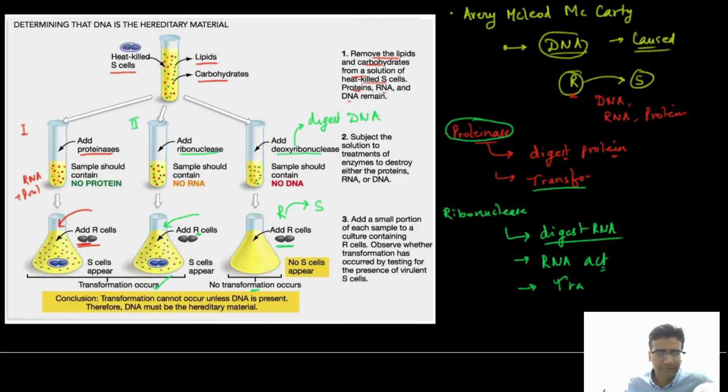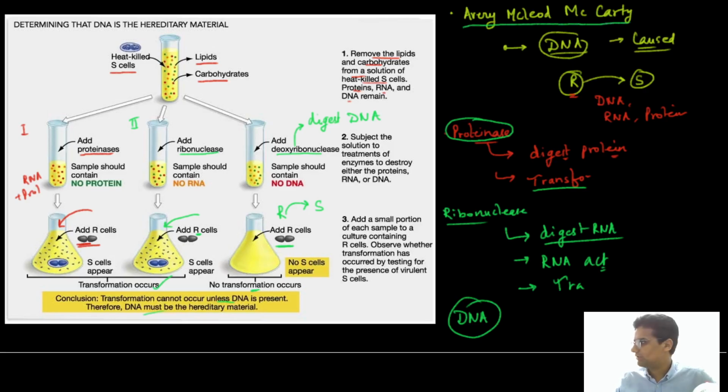That means RNA and protein do not cause the transformation, and DNA is the molecule responsible for transformation. So the transformation cannot occur unless DNA is present. Therefore DNA must be the hereditary material. Avery, MacLeod and McCarthy were the three scientists who concluded that DNA is genetic material.